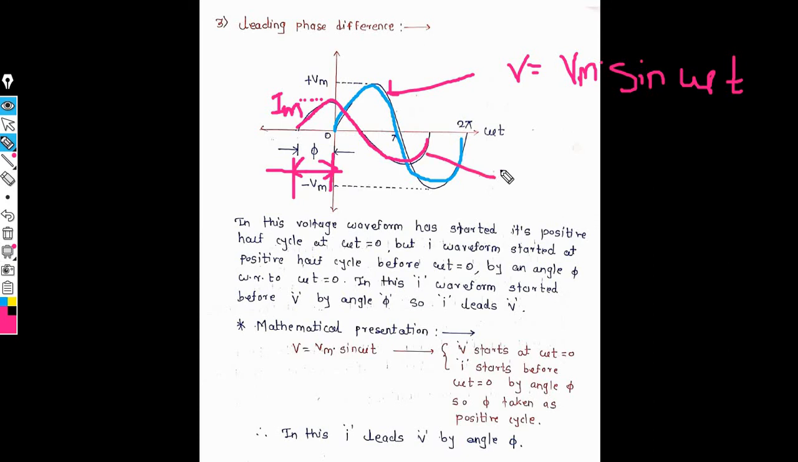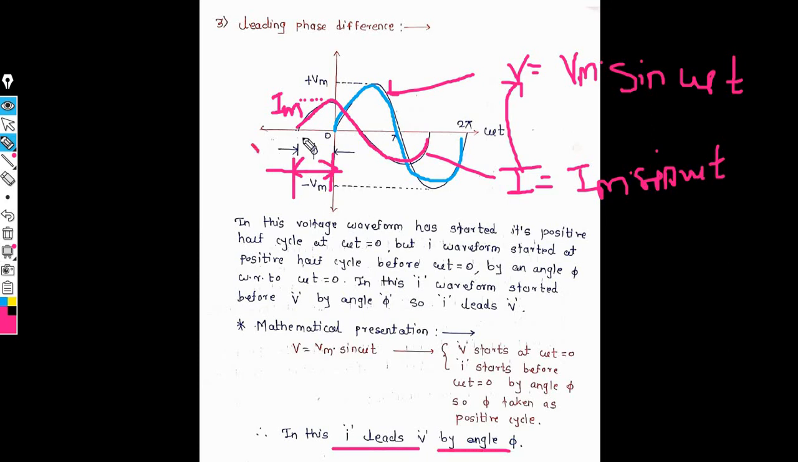Then the current waveform is I is equal to Im sin (omega t plus phi). That means in this leading phase difference, the current I leads the voltage. That is, current I leads the voltage by angle phi.